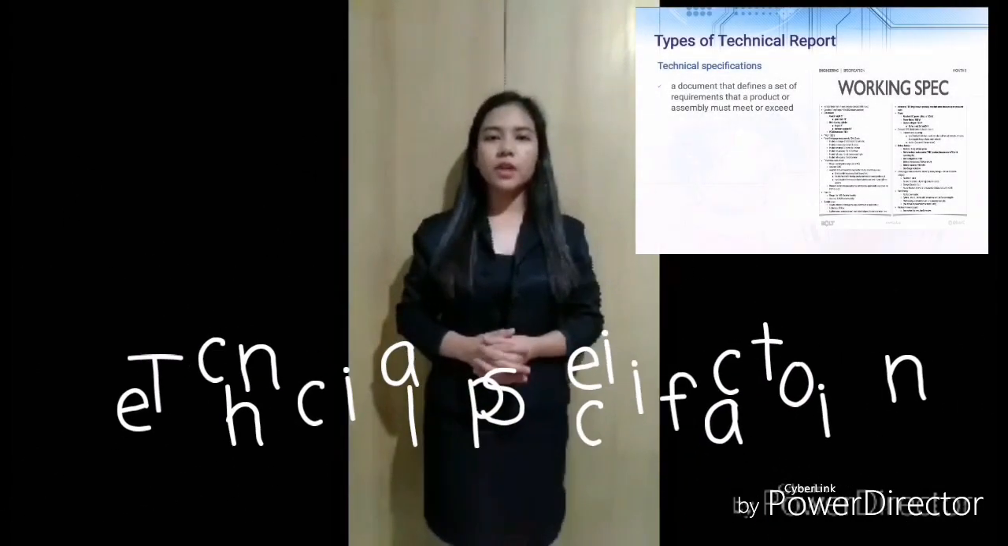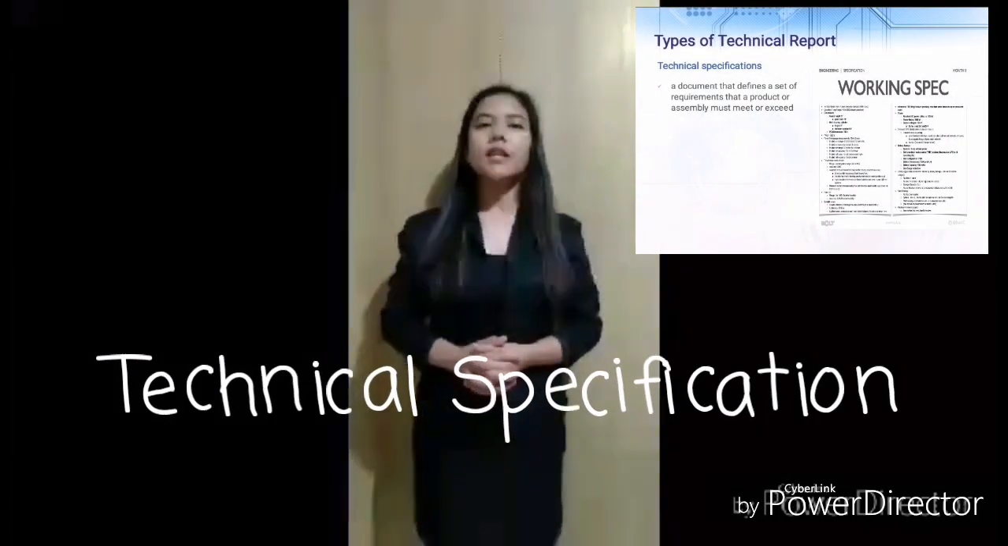organization. The third one is the technical specification. A technical specification is a document that defines a set of requirements that a product or assembly must meet or exceed. A product that does not meet all of the specifically expressed requirements, does not meet all the specification, is often referred to as being out of specification or out of spec.